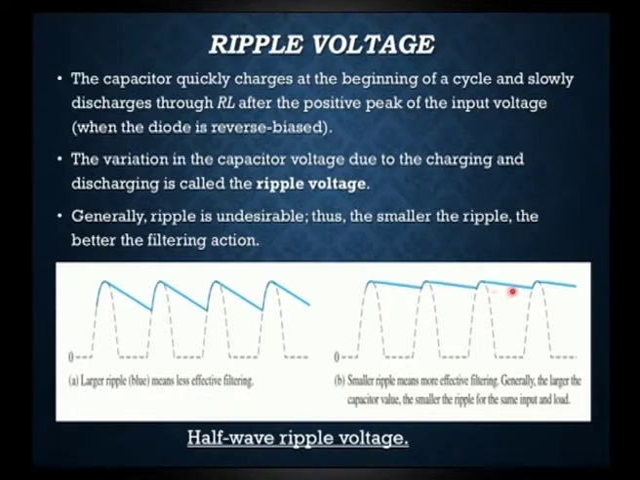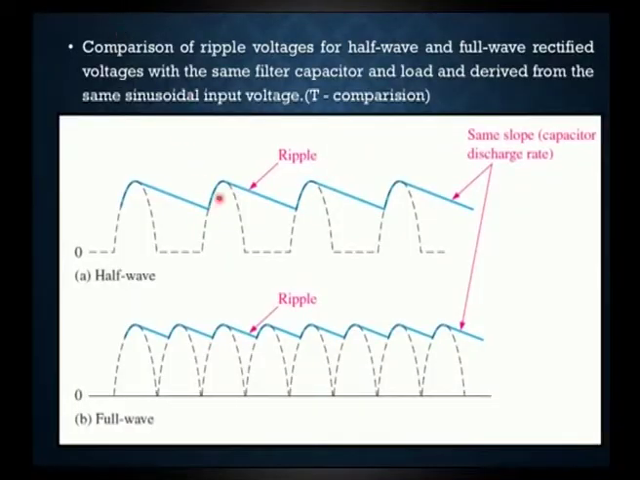Generally, the larger the capacitor value, the smaller the ripple for the same input and load. So, the capacitor value should be chosen as a larger value, so that we get less ripple at the output. We can also make a comparison between half wave and full wave, where we can observe two different slopes for half wave and full wave.